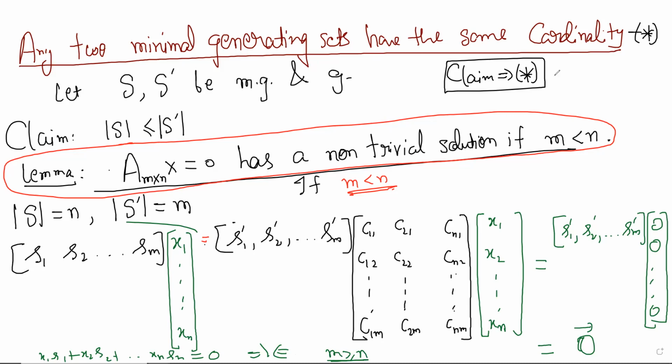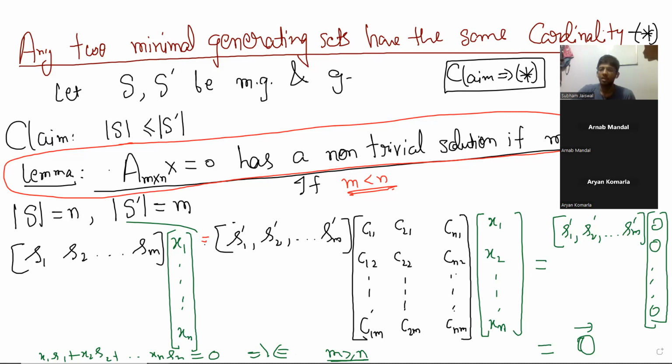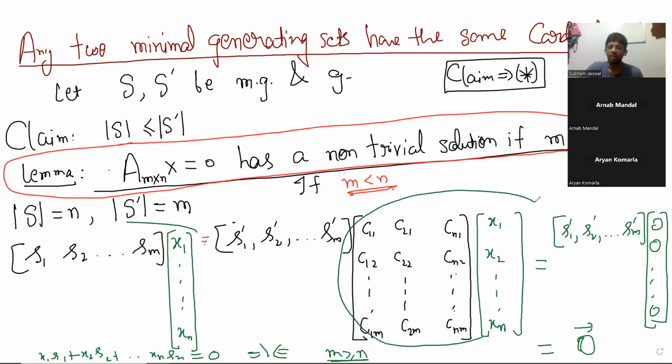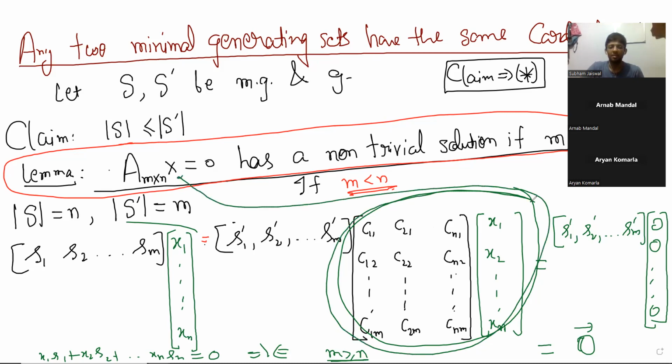Aryan, can you explain why this thing is 0? Aryan is here. Okay, all right, no problem. Yes, sir. It's just that I'm having internet issues today. Okay, no issues.